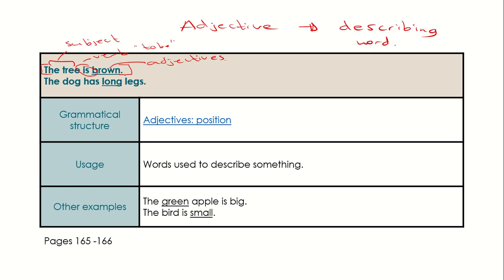The tree is brown. If I want to make a longer sentence now, using a color like brown, I will now put the word before my noun. So for example, I want to say the tree is tall. So I will say the brown tree. I put the color before the noun. The brown tree is tall.